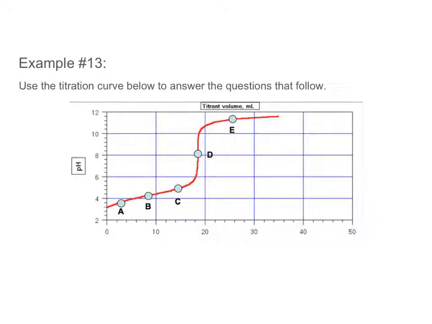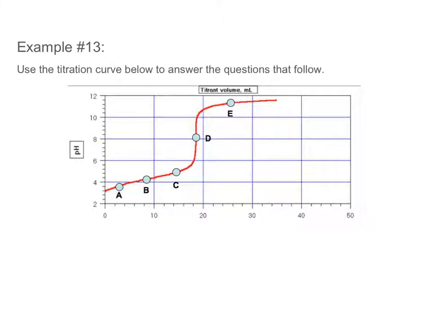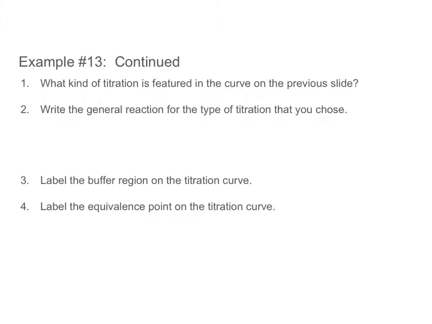All right, so in this particular example, we are going to be doing some conceptual thinking about what's going on when you're looking at a curve. And this is the curve that we're going to use to talk through this. So the issue is that by just looking at the curve, you should have some type of an idea of what type of titration is occurring here. And that would actually correlate pretty well to the next slide. And the next slide says, what kind of titration is featured in the curve on the previous slide? So what type of titration is featured in that curve?